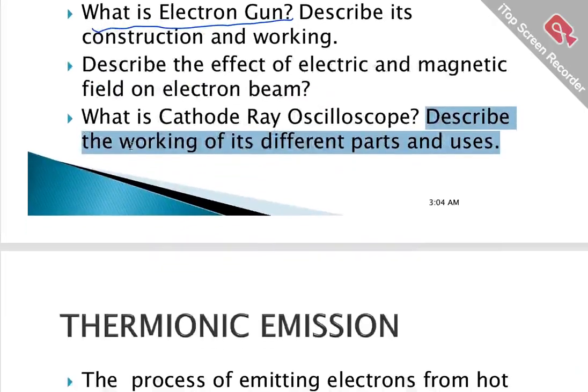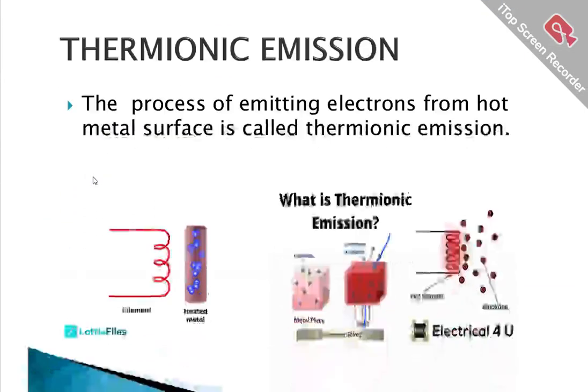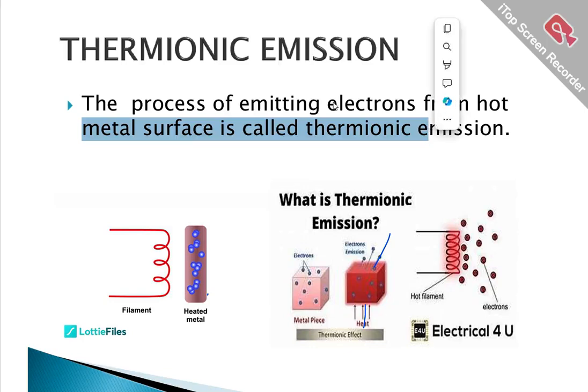So first of all, we talk about question number 1, which is about thermionic emission. The process of emitting electrons from the hot metal surface is called thermionic emission. As you know, metal has free electrons. When you heat up some metal, electrons will emit from the metal surface. As they have loosely bonded electrons in valence shells, when you provide some ionization energy in terms of heat energy, it will ionize the atoms of the metal and electrons will escape from the valence shell of the atoms.